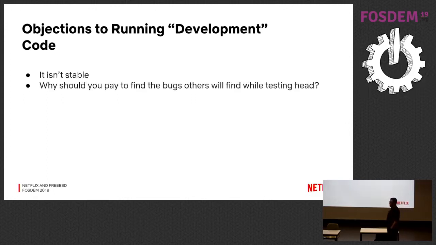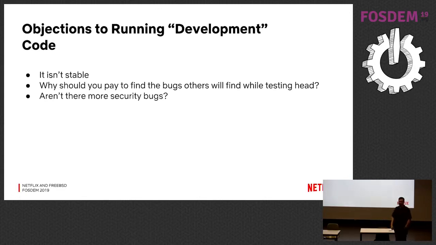Why should you pay to find the bugs that others are going to find while they're testing head? Well, the obvious problem here is if everyone has this mindset, who's actually going to test head? Who's actually going to test the code? Someone has to do that testing, and I think that we're well positioned to do that testing, at least for our use case. On top of that, we would probably still find some of these bugs anyway 2 years down the road when we get the code, but it would be much harder for people to fix because they would have lost all that context about why they committed that code.